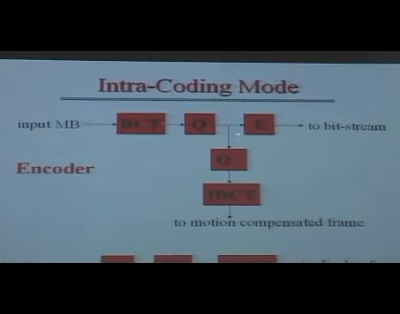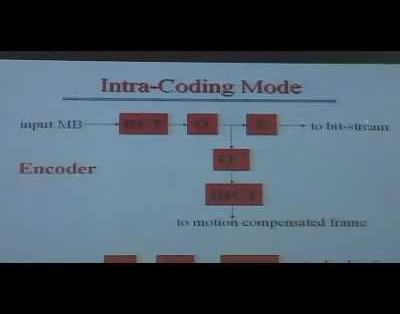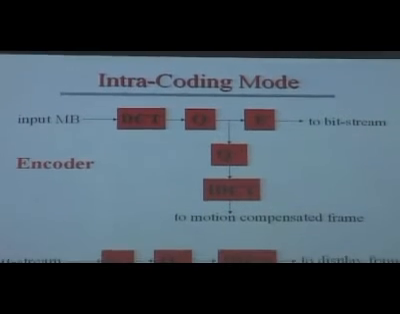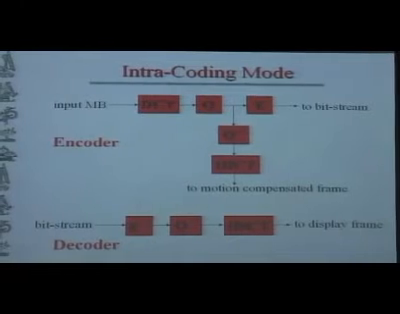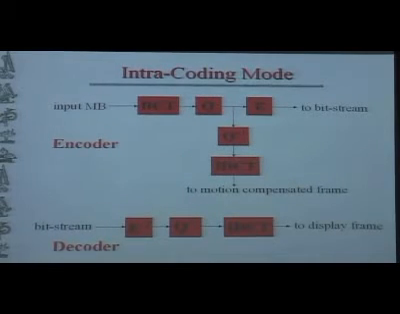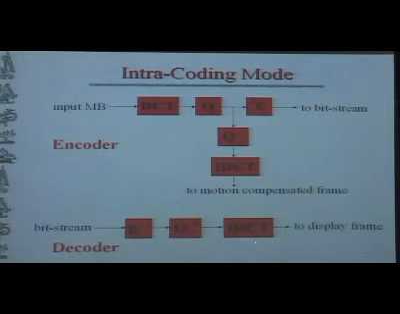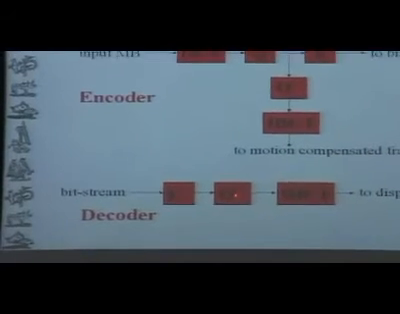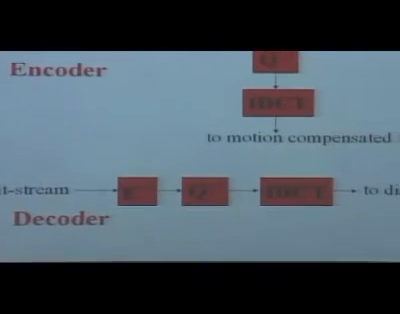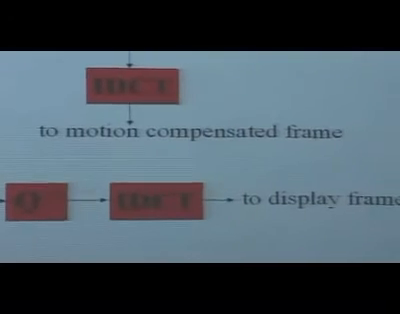In the intra-coding mode, the block comes straight to the bit stream. You don't need to do any motion estimation on the blocks. But you still need to decode the block because you need to keep the previously reconstructed frames in the buffer for motion estimation for the incoming frame. So you still need to do decoding right here. At the decoder, it cannot get simpler than this. You just take the bit stream, inverse entropy coding, inverse quantization, inverse DCT, go straight to the display. No motion compensation.